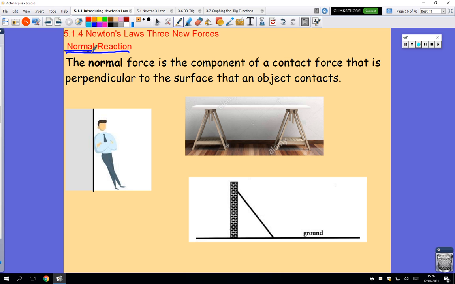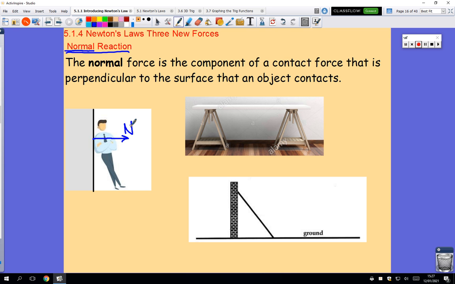A man leaning against a wall, well, there's a normal reaction acting against the man. The force on the man by the wall is to the right. So that's the force on the man by the wall. Obviously the force on the wall by the man is equal and opposite to that. So the wall is exerting a force on the man perpendicular to the wall, and that's called the normal reaction. We usually use the letter N for those things.